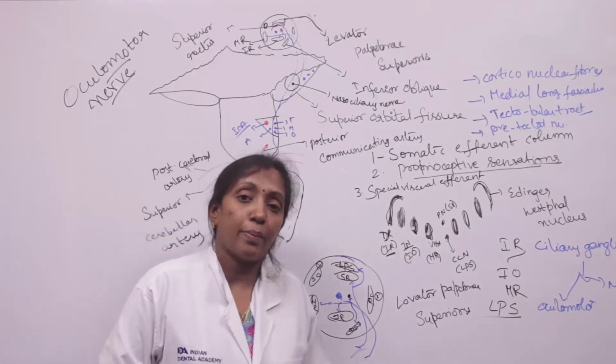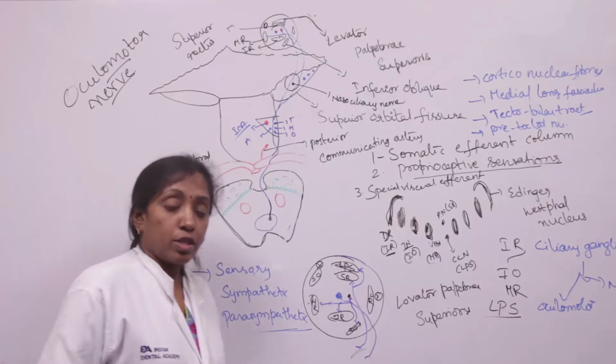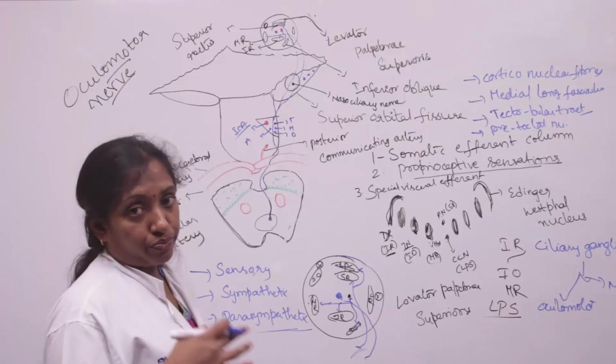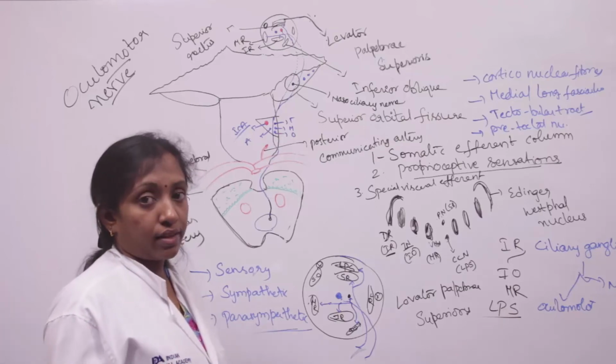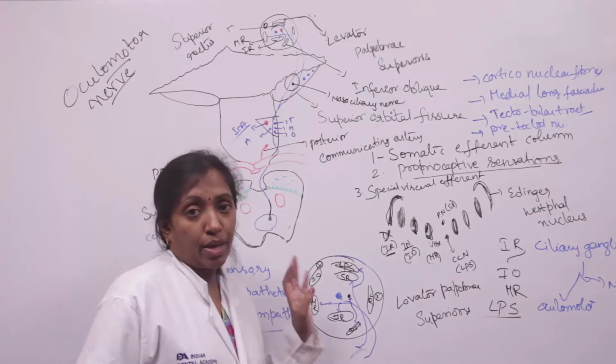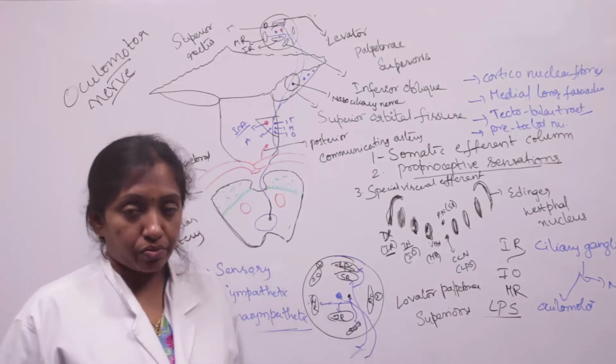And the postganglionic fibers enter the space between the choroid and sclera and supply the structures there. They supply the sphincter pupillae as well as the ciliaris muscle. So that's about the oculomotor nerve.